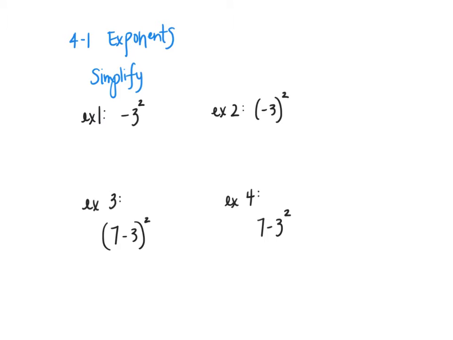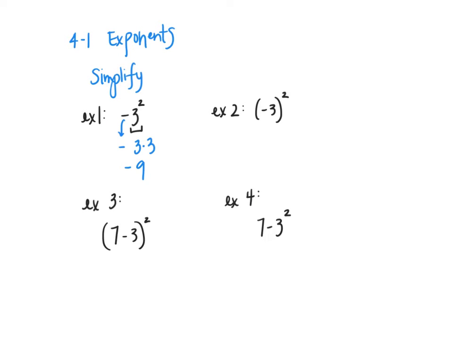They look very similar. So in example 1, what is being squared? Well, you can only square what is directly in front of that exponent. So in this case, only the 3 is being squared. So if you were to write out what is being squared, it is just the 3. The 3 is what we call the base. Now, that negative, you can't forget about it, but you would just bring it down in front. And so our final answer would be -9.